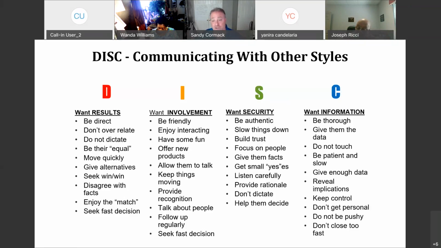So this can be a real challenge when you're talking to an individual. And maybe you've got people in the room who are high D's and high I's, or maybe high D's and high S's, or high C's and high I's. So remember, keep yourself aware of how to present information and what your audience is going to be looking for from you to keep them engaged.